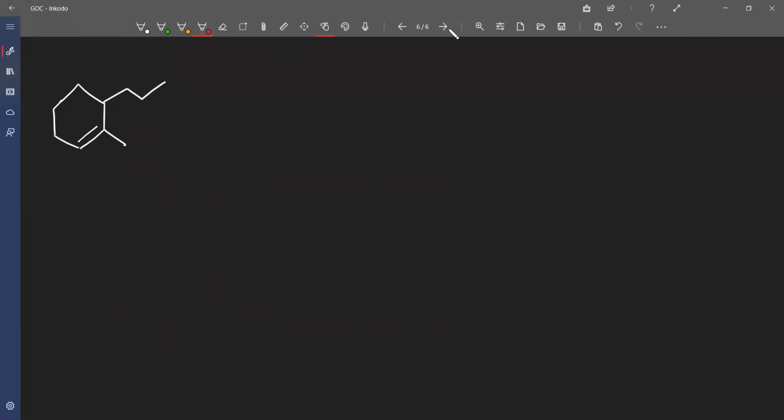Yeah, this is 2, 3. Yeah, it is 1-methyl-6-propylcyclohexene. Correct. 1-methyl, 6-propyl cyclohexene. Okay.